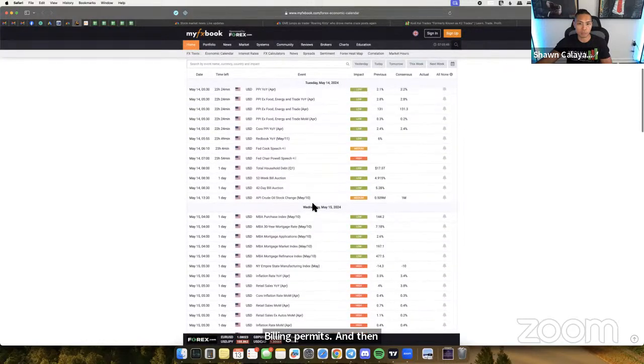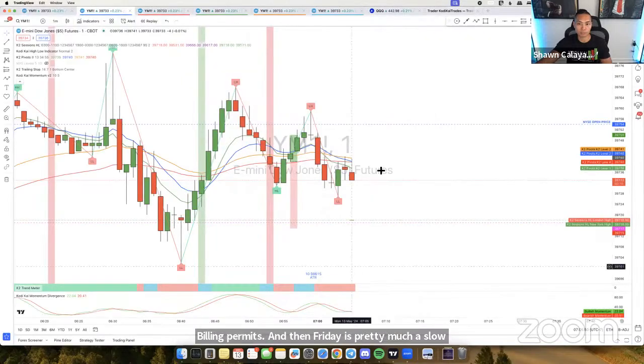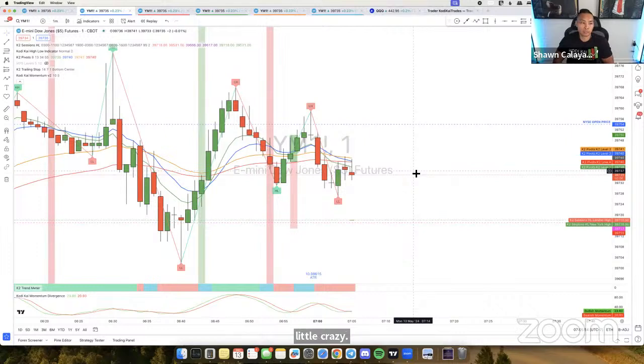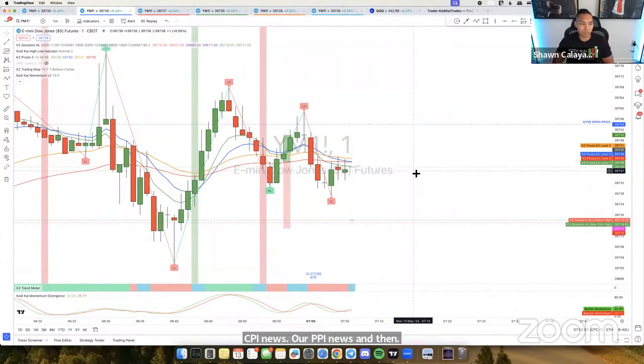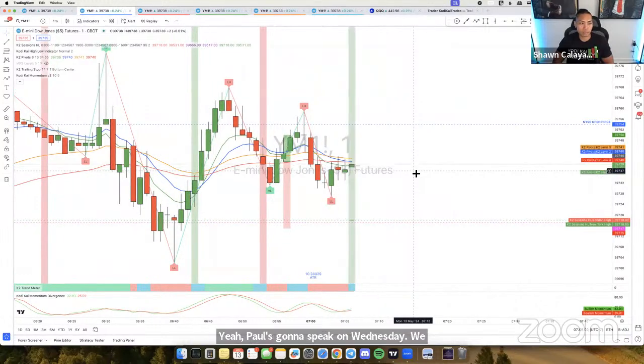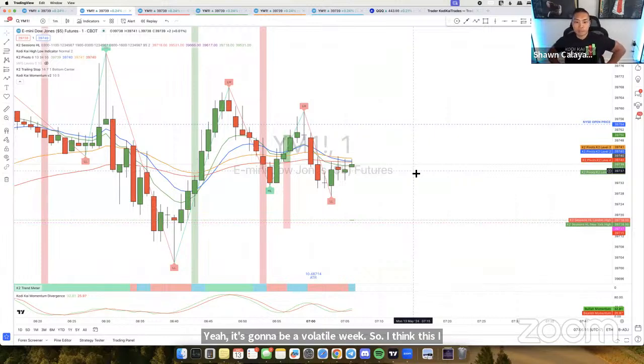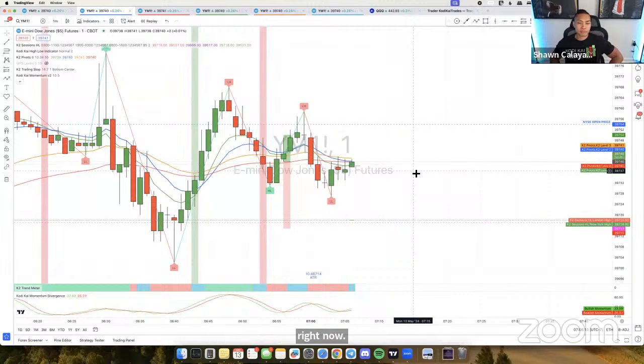So Tuesday, Wednesday, Thursday is going to be a little crazy for the market. Tomorrow's going to start to pick up with the PPI news, and then Powell's going to speak on Wednesday. And we got CPI that day. Yeah, it's going to be a volatile week. So I think that this is probably why the market's so flat right now. The market's super flat because nobody's really messing in the market right now. They're waiting for the volatility to pick up tomorrow.